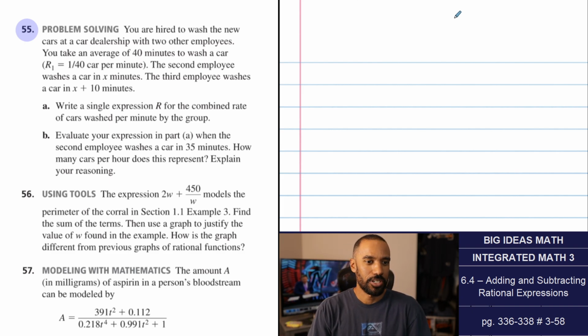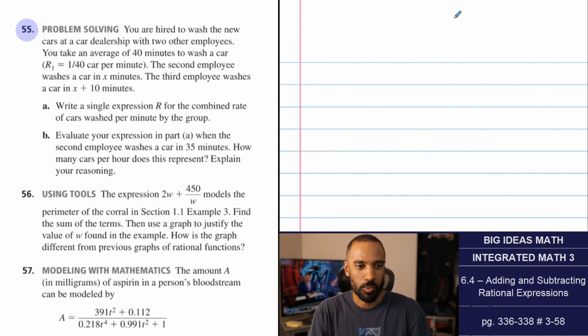You are hired to watch the new cars at a car dealership with 2 other employees. You take an average of 40 minutes to wash a car. So your rate is 1/40th of a car per minute. The second employee washes a car in X minutes. The third employee washes a car in X plus 10 minutes. Write a single expression R for the combined rate of cars washed per minute by the group.